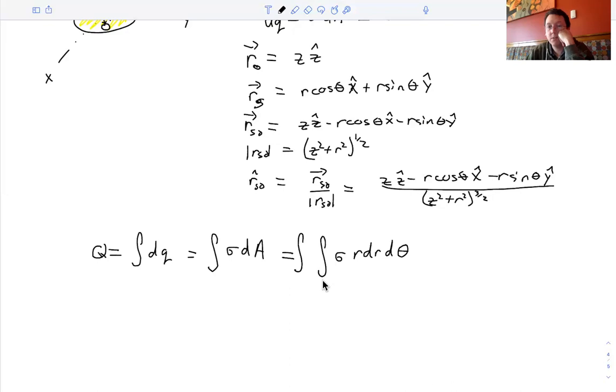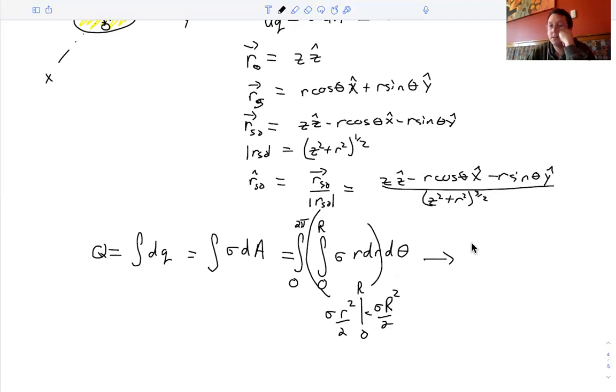Let's do the r integral first. We'll integrate r from 0 to big R, and theta from 0 to 2 pi. Okay. So when I do the interior integral, that's just going to give me sigma r squared over 2, from 0 to R, which is sigma capital R squared over 2. That's inside.